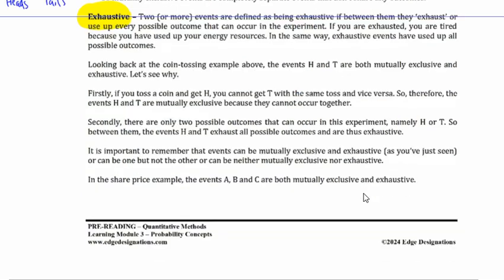Same story with my share price example previously. Share price can go up, share price can go down, and I think C was share price can stay the same. Those are mutually exclusive because the share price can only do one of those three things: up, down, or stay the same. And it's exhaustive. Yes, there are only three possible outcomes for my share price. I hope those concepts are clear.